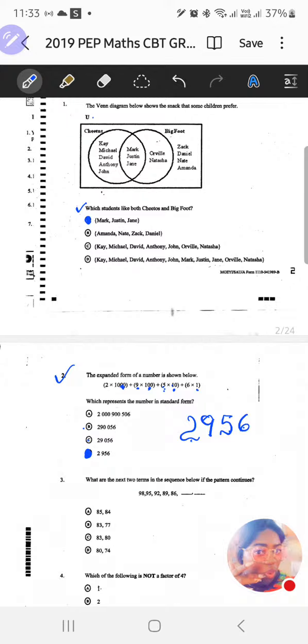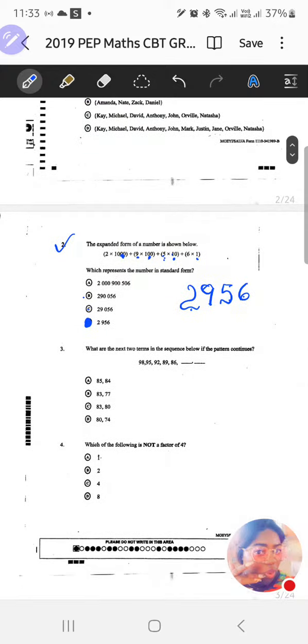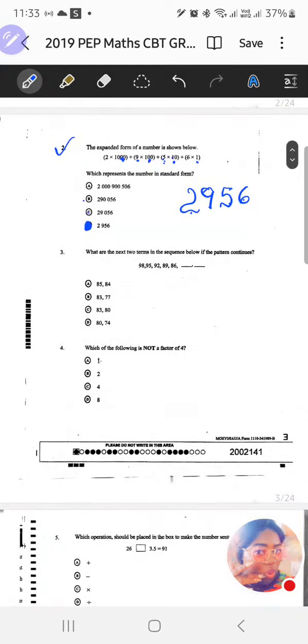For the next question, I'm going to go a bit slower because I would like to see some responses in the comment section as we work. So, good job so far. Let's go to number 3.